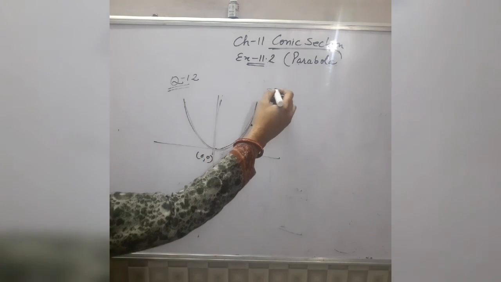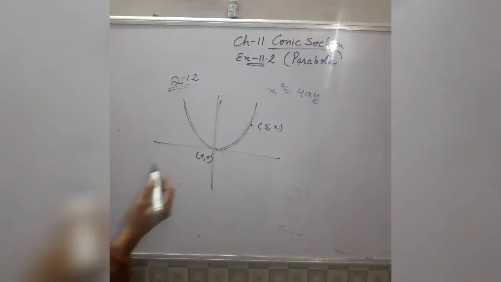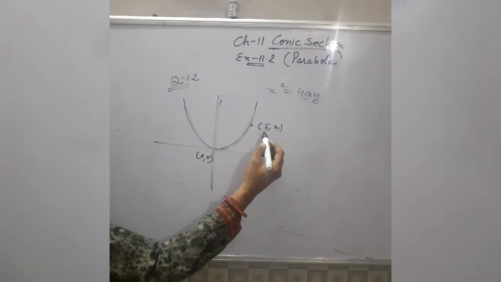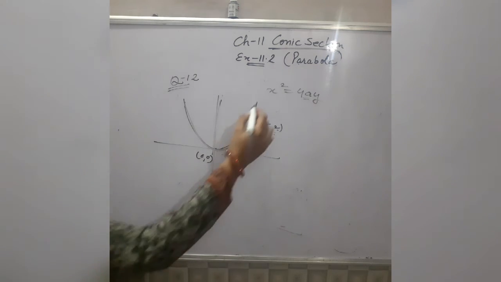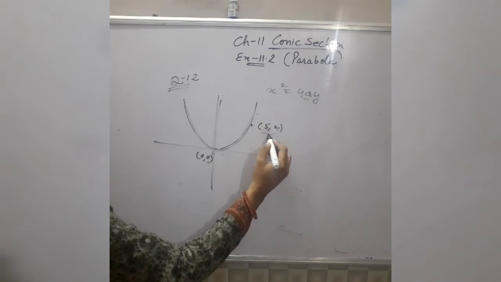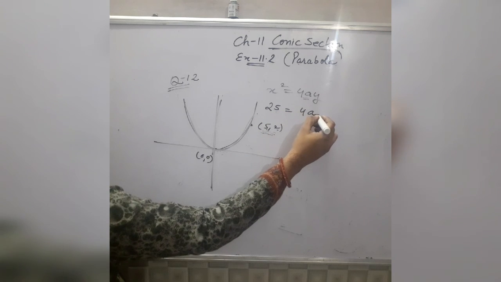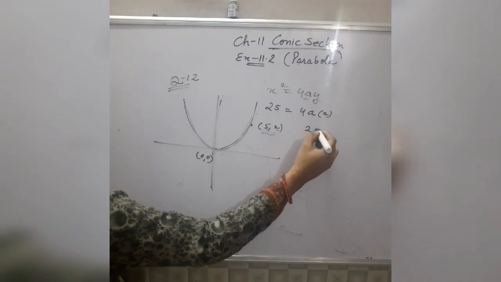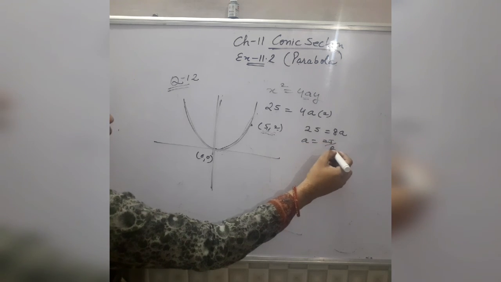So now the equation for an upward parabola is x square is equal to 4ay. So we have to find out the value of a. How will you find a? The parabola satisfies this point. That's why in the equation in place of x and y use this point. 5 square, which is 25, is equal to 4 into a into 2. You will get 25 equals 8a, or a is equal to 25 by 8.